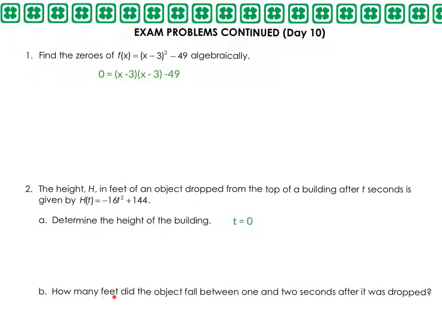The next one says how many feet did the object fall between 1 and 2 seconds after it was dropped. So again, we know t values are the 1 and the 2. So I'm going to sub those in separately. First sub in a t value of 1, then sub in a t value of 2. And to find out how many feet it fell, we need to subtract those two heights to see what the difference was between those points.